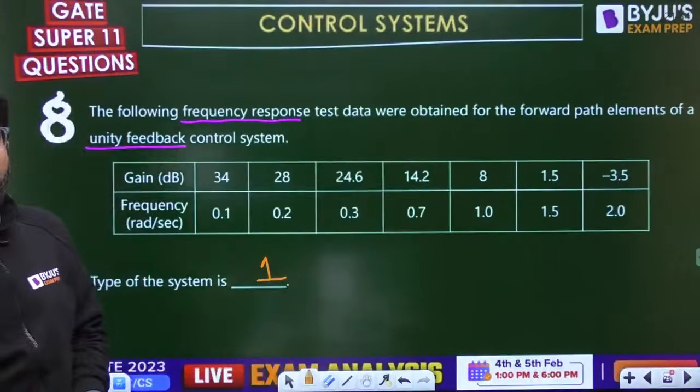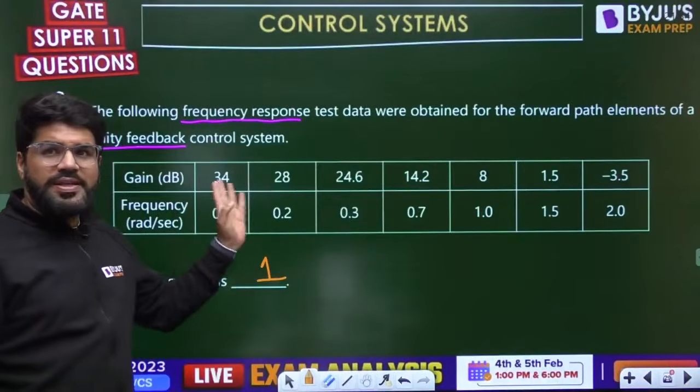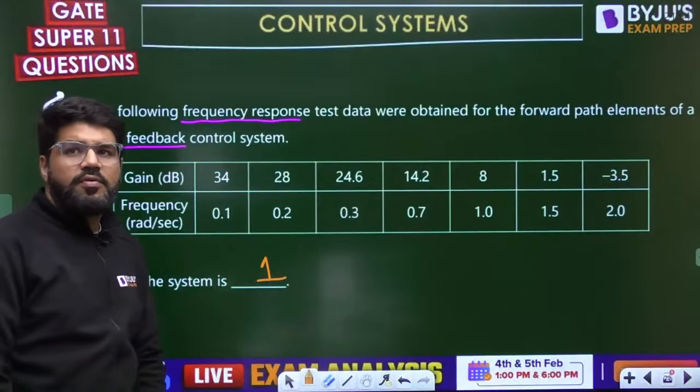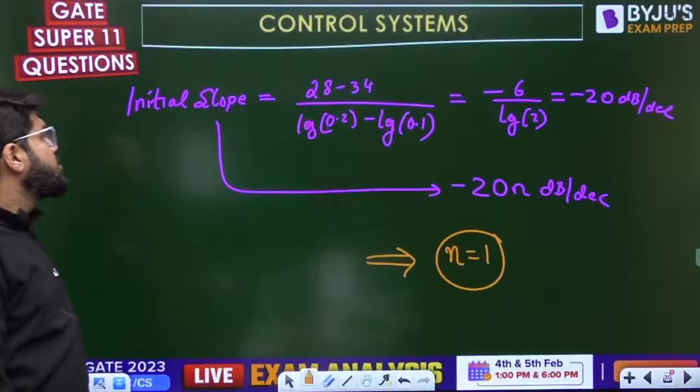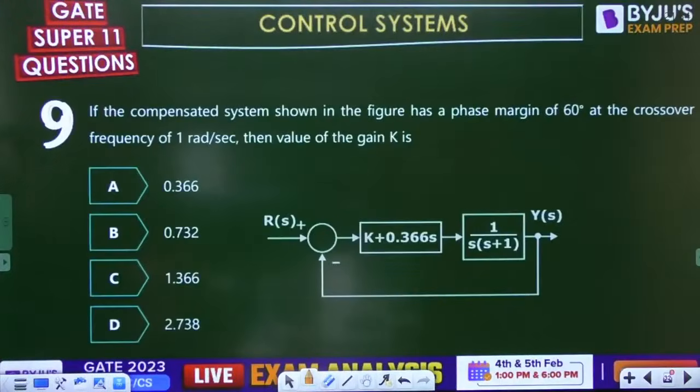Suppose this data was plotted on a Bode plot. For the initial set of frequency, what would be the slope exhibited? That can decide the type of the system. This was the 8th question. Moving ahead to the 9th question.